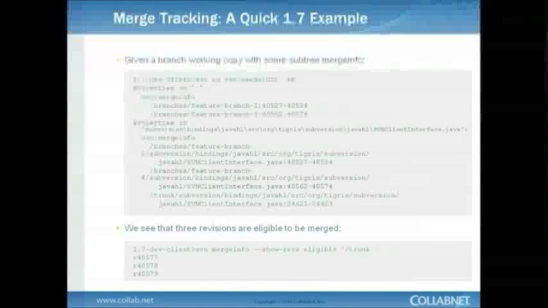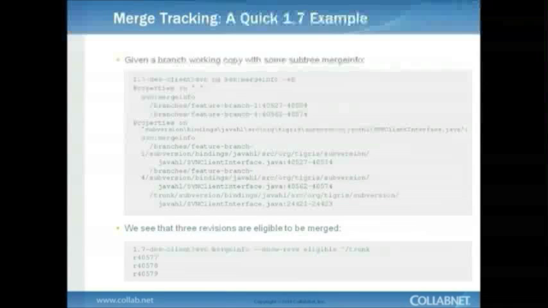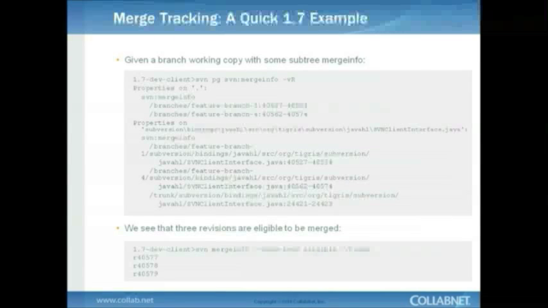All right, let's take a very brief look at a 1.7 example. Let's say we have a branch with some subtree merge info. The branch has merge info on the root, and it has merge info on the SVN client interface file. So it has one bit of subtree merge info. This is a very simple case.